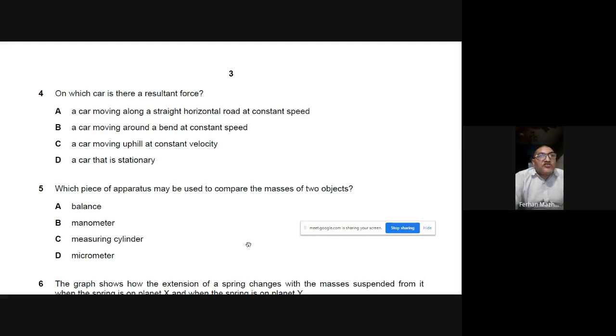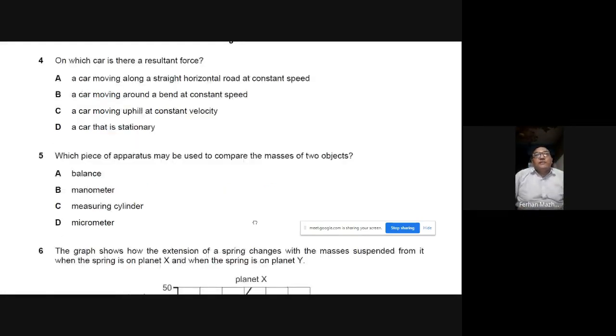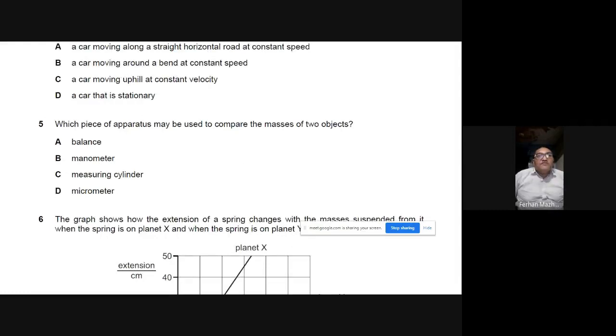Question number five on your screen. A piece of apparatus may be used to compare the masses of two objects. We use a balance to compare the masses. So for question number five, the option is A.